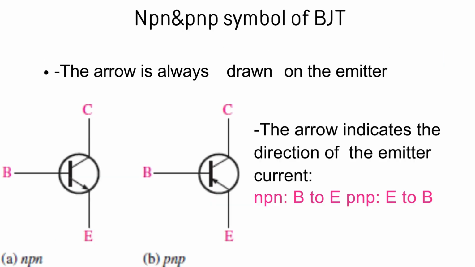NPN and PNP symbols of BJT. The arrow is always drawn on the emitter. The arrow indicates the direction of emitter current. The figure shows that for an NPN transistor, the arrow direction is from base to emitter, whereas in a PNP transistor, the arrow direction is from emitter to base.